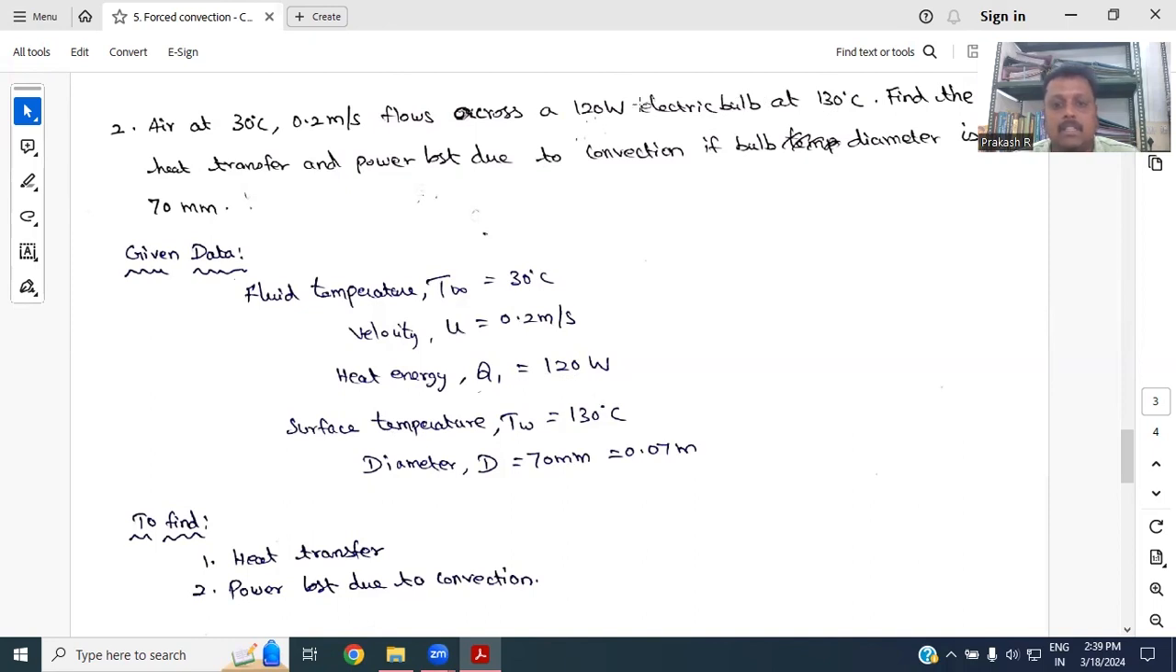The bulb temperature is the surface temperature. TW is equal to 130 degrees Celsius. Find the heat transfer and power loss due to convection. The bulb diameter is 70 millimeter. We need to find the heat transfer value Q and the power loss due to convection if the bulb diameter is 70 millimeter. So the diameter of the bulb D is equal to 70 millimeter. We need to convert it to meter by dividing by 1000, so 0.07 meter.